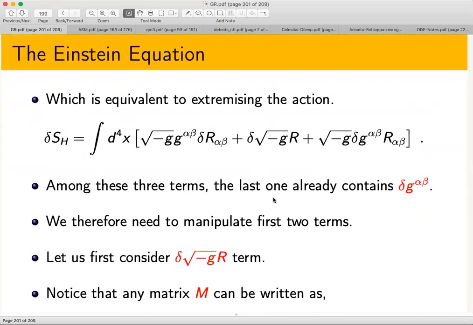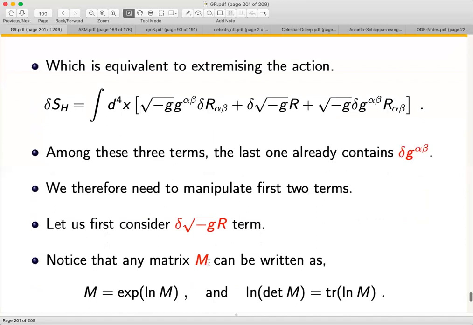To do that, let's just consider a matrix, any matrix M. Any matrix could be written as exponential of log of M. As you can clearly see, we haven't done anything. Exponential of a log is just 1, so M is equal to e to the log M. And similarly, using the same fact, you know that log of determinant of M is the same as the trace of log of M. So we'll use these two conditions.